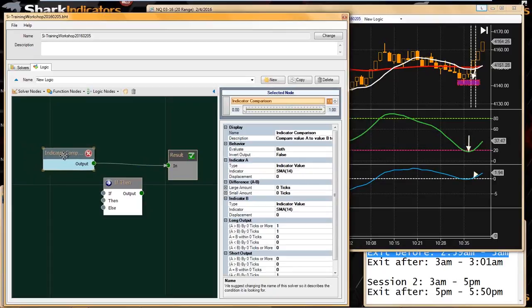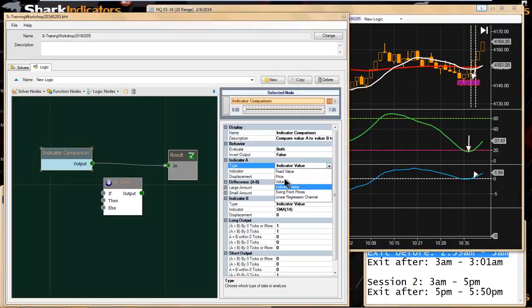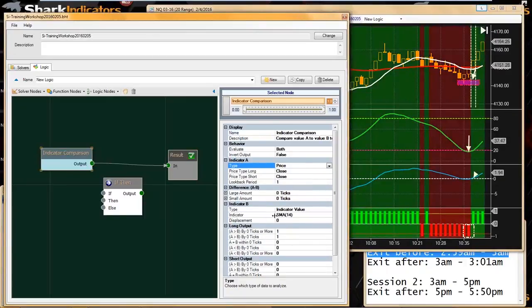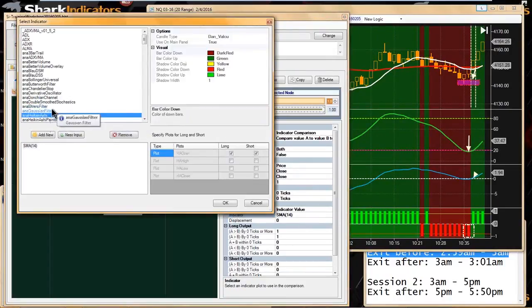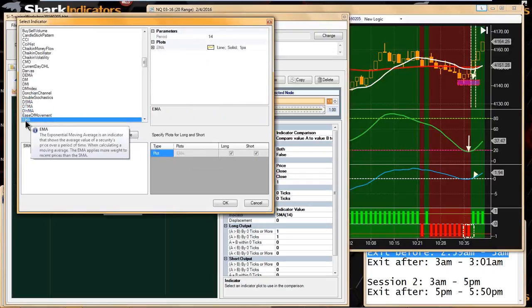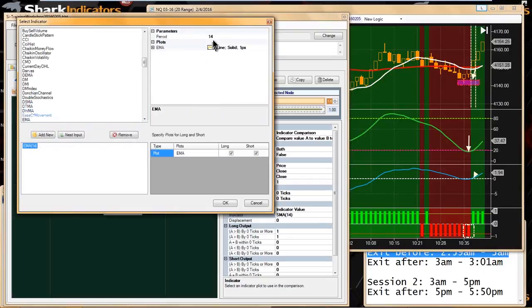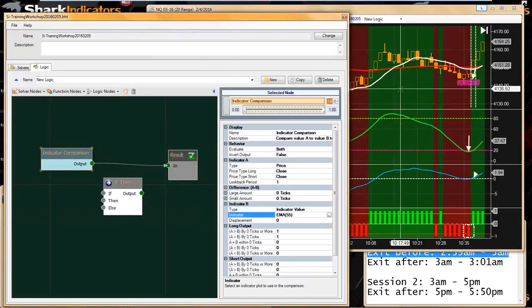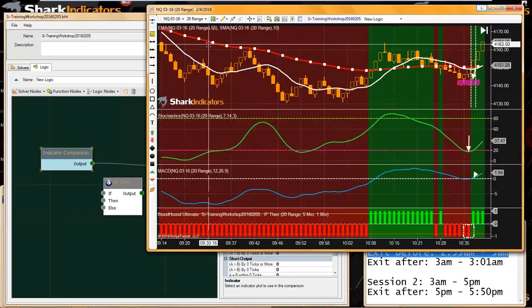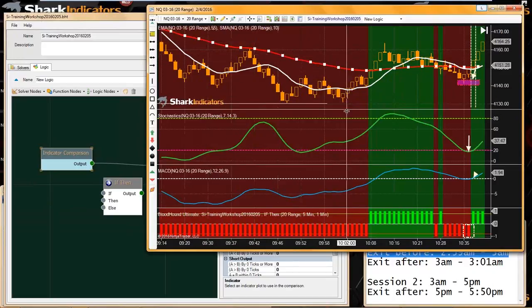So we're going to use the comparison solver, John, to do that. What you're doing is comparing price to a moving average. So we're going to use the comparison solver, and we're going to set indicator A to price, and indicator B to our moving average. In this case, I'm going to use the EMA 55 that's on the chart already. All right, so this is the EMA 55, the red line on the chart.